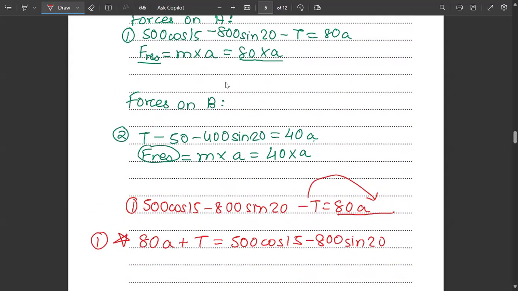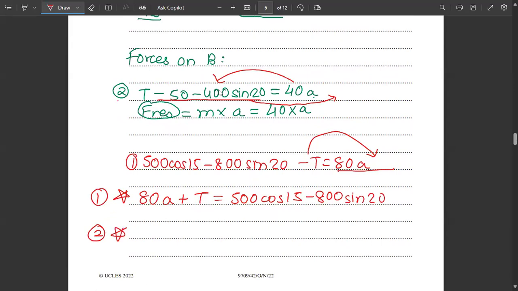Now going to the second part. I will take 40A there, and minus 50 and minus 400 sine 20, I'll shift to the right. So in my second equation, T will remain as it is. 40A will move to the left, which will become minus 40A. And this will equal 50, and minus 400 sine 20 will go to the right side of the equation, hence the sign will change and become plus 50 plus 400 sine 20. Now, as you can see, if I just rearrange this, taking T to the right and minus 40A to the left, we get minus 40A plus T. A and T are both part of a simultaneous equation. So now I will solve this simultaneous equation.